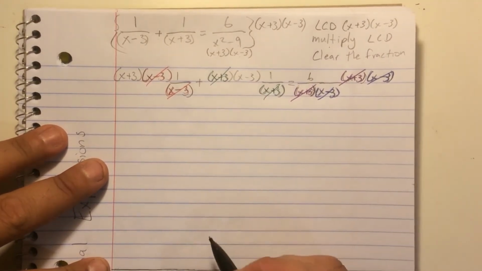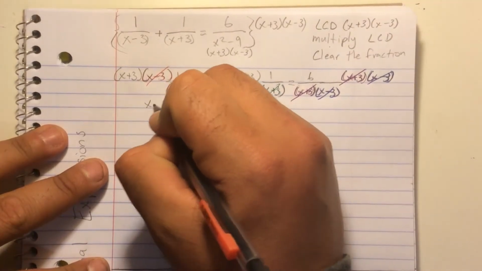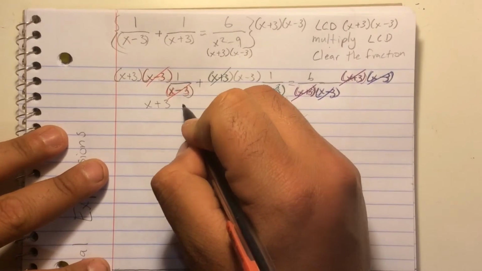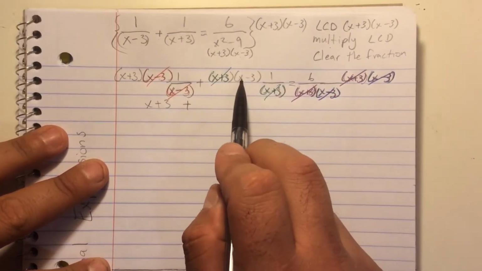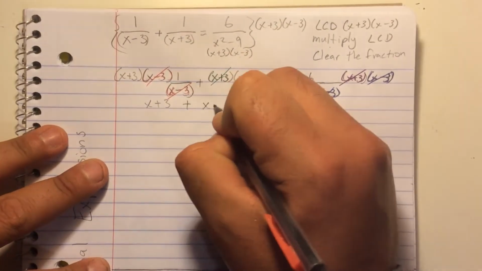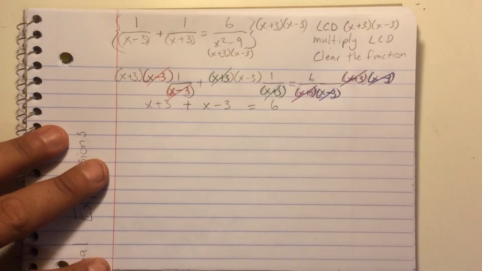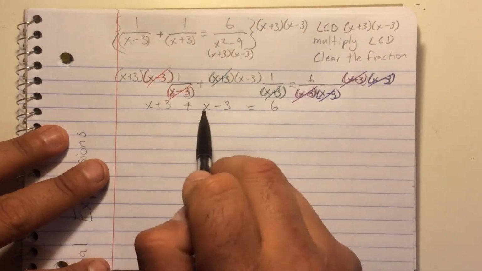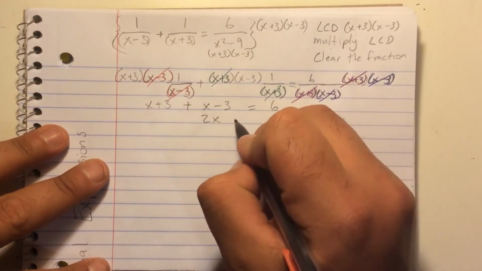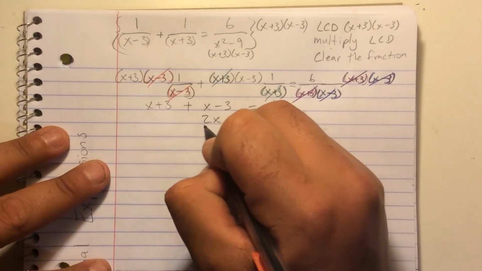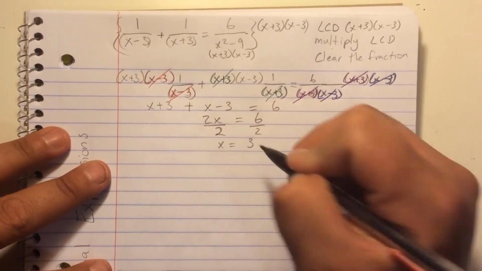Alright, so now, once we reduce all this here, what we have left is x plus 3 times 1, which is x plus 3. Same thing, x minus 3 times 1, which is just x minus 3, equals 6. So if we distribute this, x plus x is 2x, and 3 minus 3 is 0, so we don't have to write it out, equal to 6. So we're going to divide by 2, x is equal to 3.